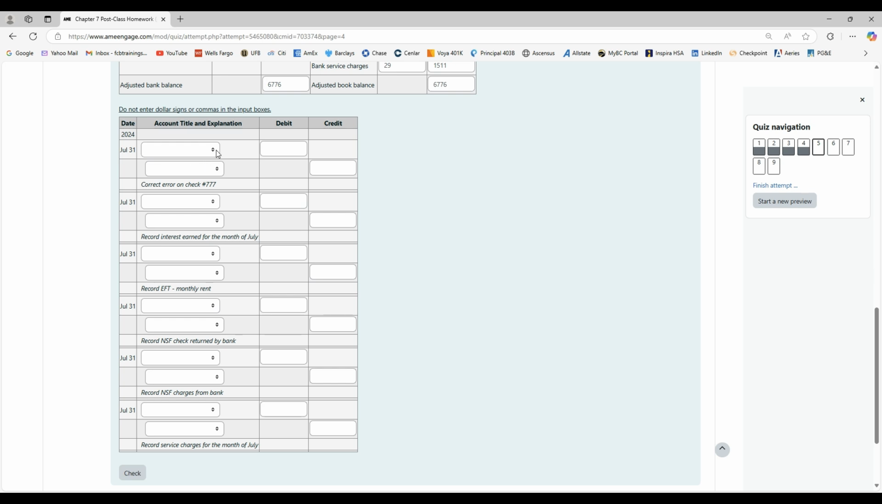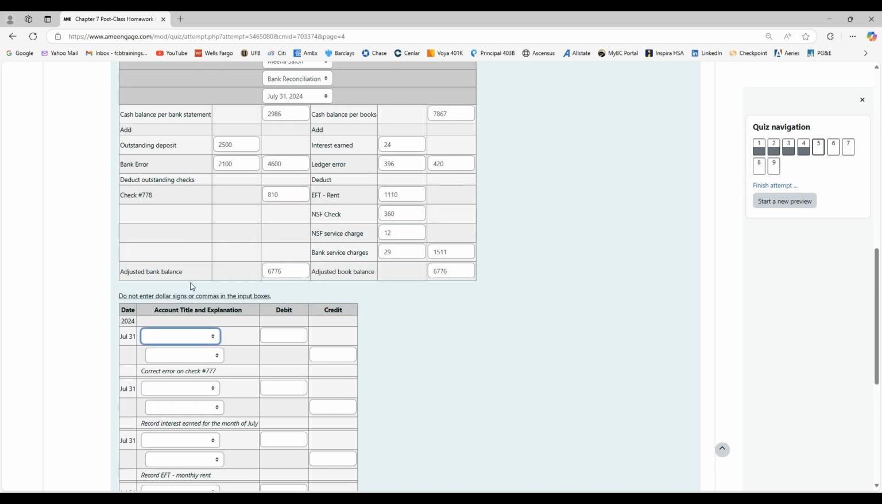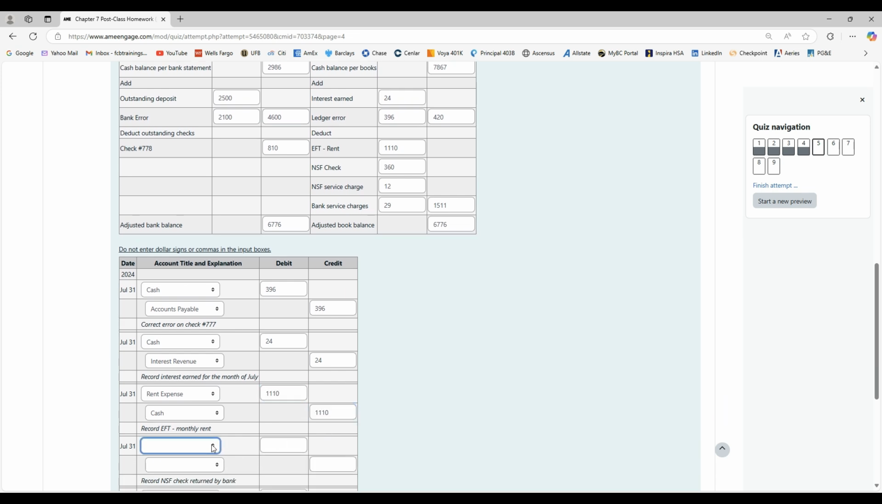And yeah, correct the check error. So again, we're adding back to our cash balance because we made a mistake there and reduced our cash too much. The check was actually 387, but we did 783. We've got cash coming in for that interest we earned, $24. Cash going out for a rent payment of $1,110. Accounts receivable for a bounced check. That was $360.